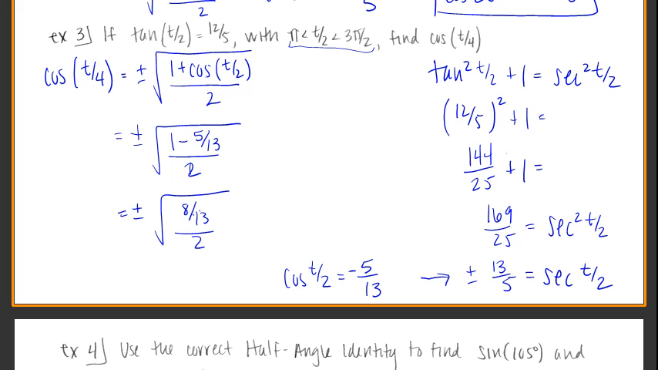And keep going here. 8/13 times 1/2, which is multiplying by the reciprocal of the bottom. So plus or minus, the 2 goes into 8 4 times. The square root of 4 is 2. The square root of 13 is root 13. So we want to rationalize that denominator.